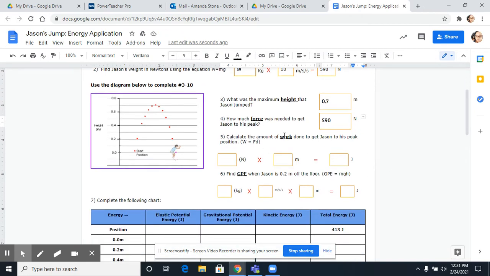Then we want to calculate the work done. In order to calculate work, it's force times distance. So you actually have to physically move an object a certain length or distance or height. And that's how we can figure out how much work has been done.